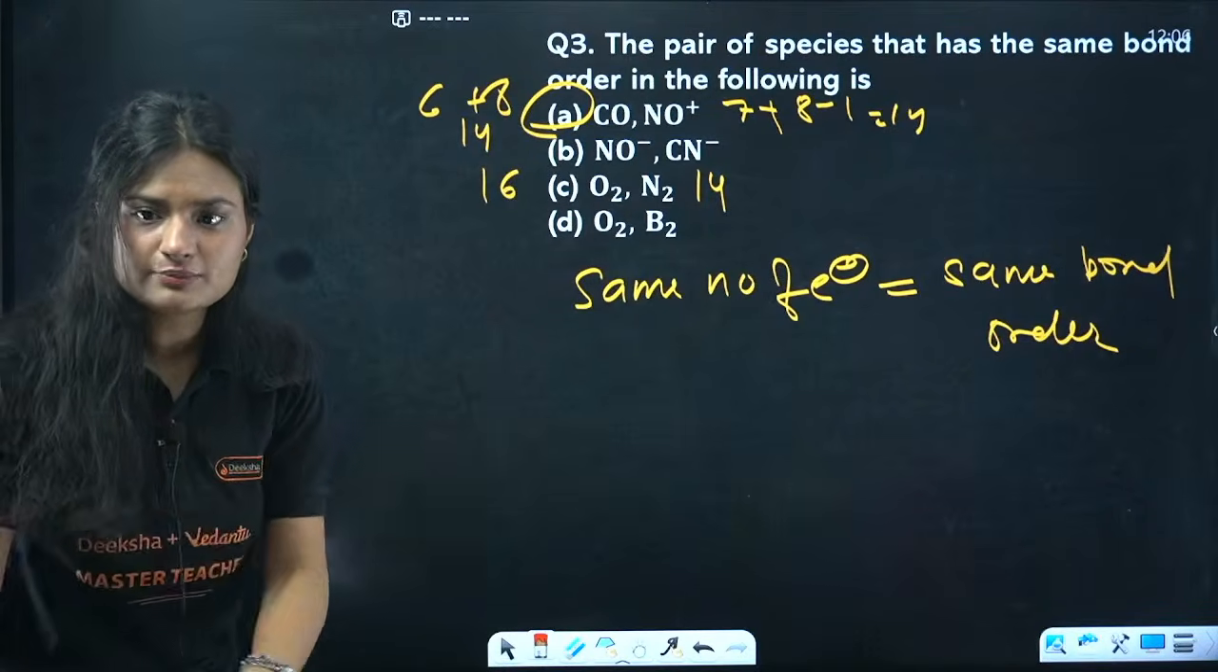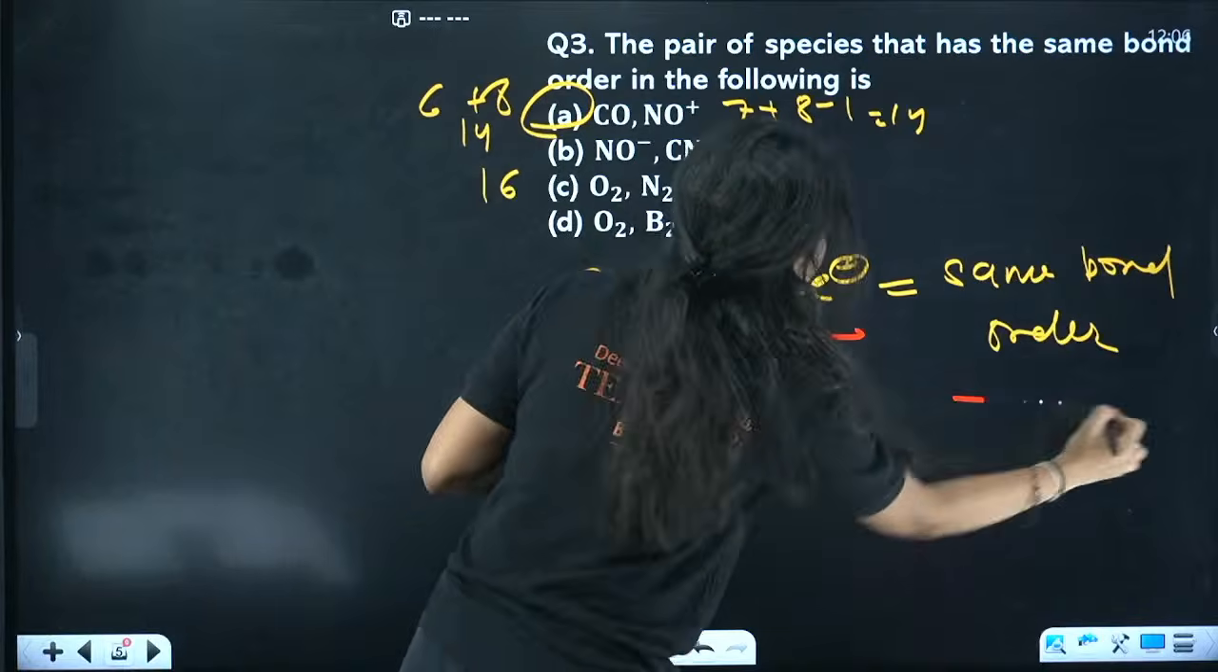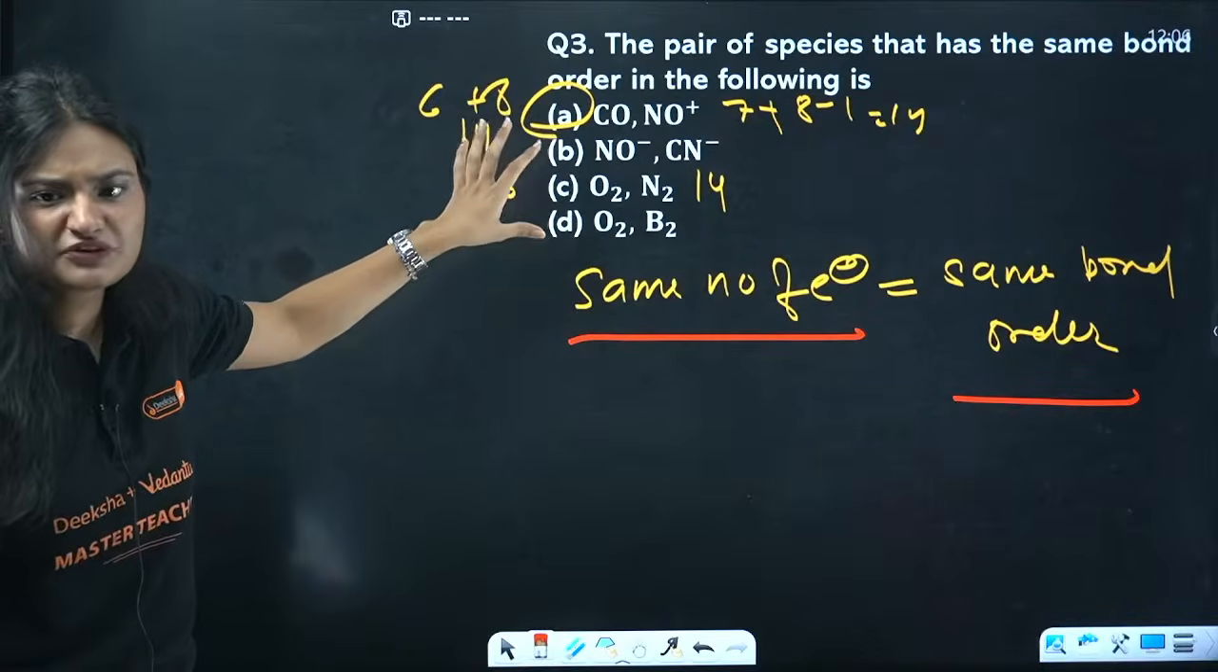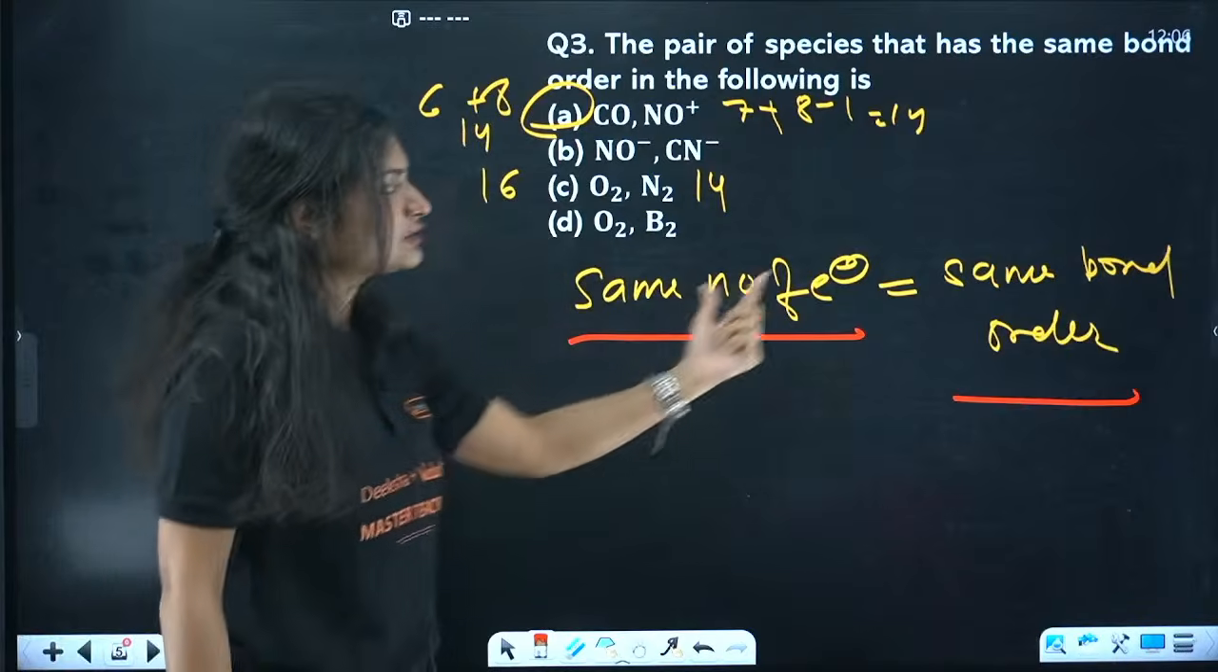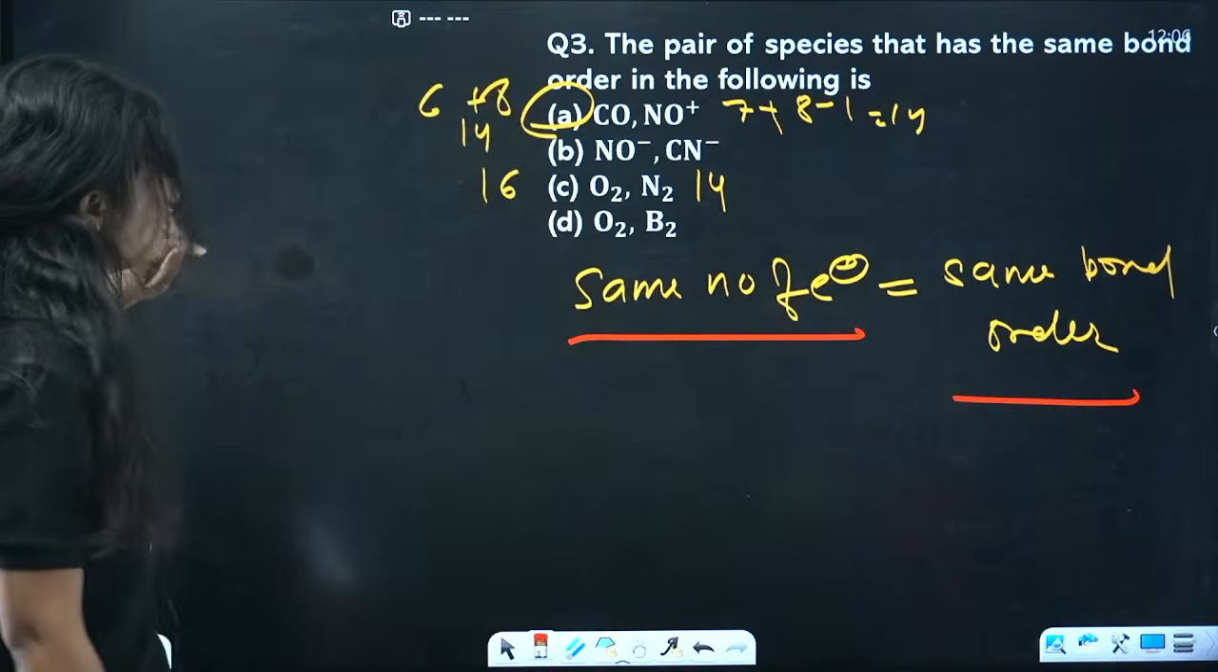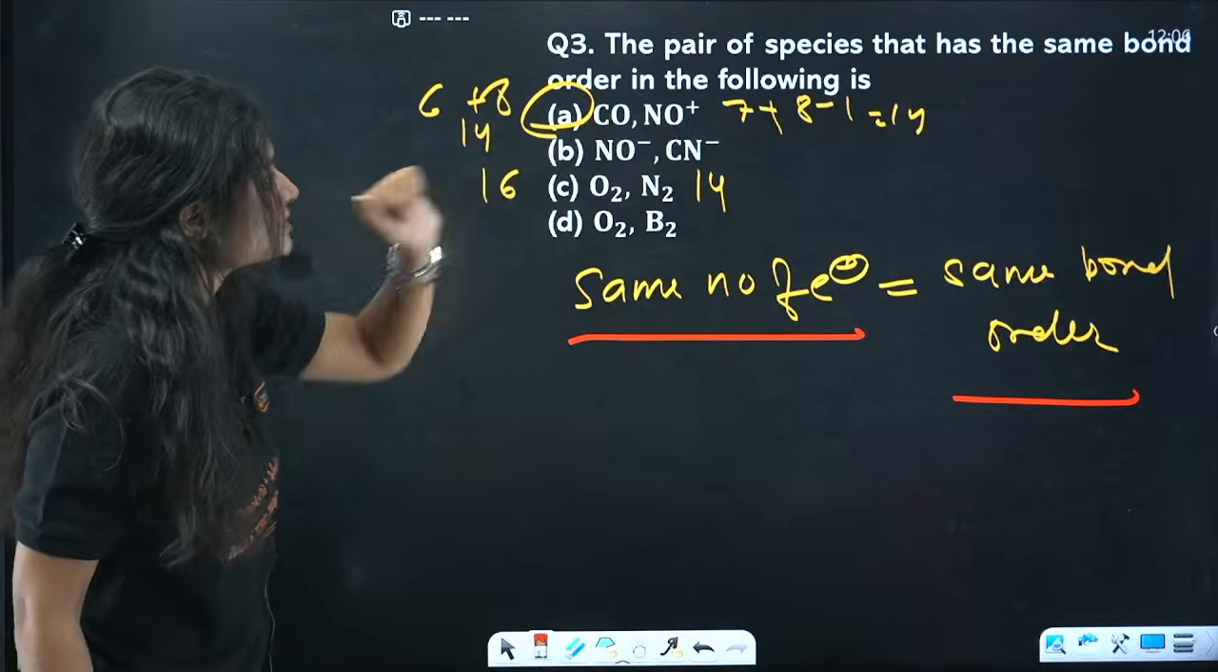Okay, next question. The pair of species that have the same bond order: again count the number of electrons. Simple trick: same number of electrons, same bond order. We are not asked for a specific bond order in this one, so the same number of electrons will have the same bond order. In this case the answer is A, because CO and NO positive have the same bond order.